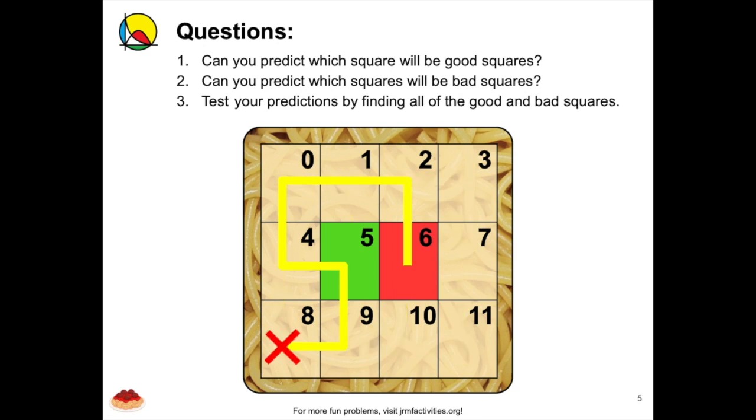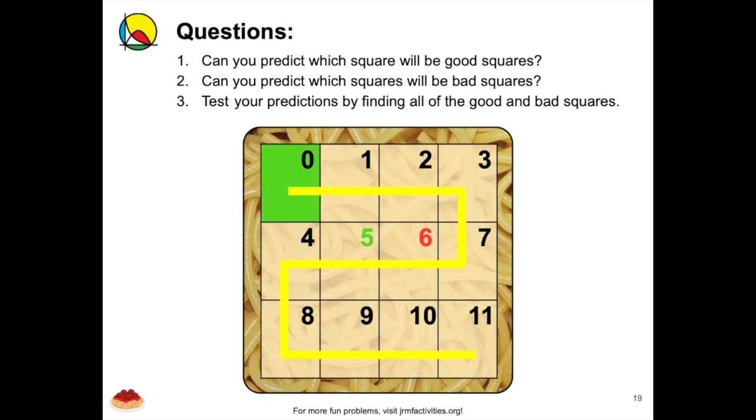But now let's try a new one. How about 0? From 0, our options are 1 or 4, but we don't really have a choice. We have to go to 1, since it is the lower number. Then, from there, we could go to 2 or 5, but we have to go to 2, since it is lower. Then, we go to 3, 7, 6, 5, 4, 8, 9, 10, and 11. So, as we can see, 0 is a good square, just like 5, since we have covered every space.